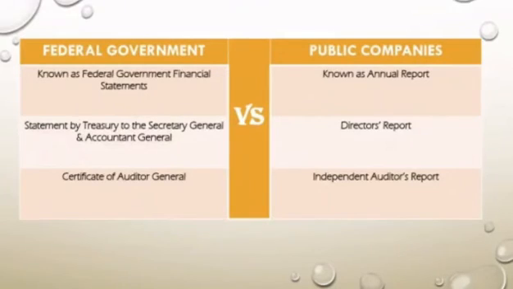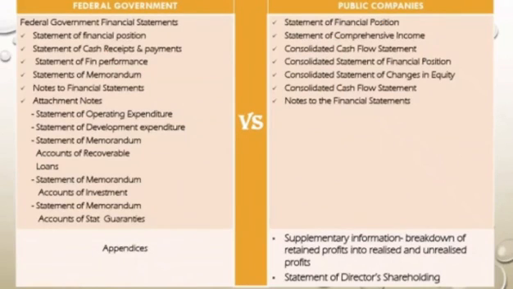While for public companies, in the right of the table, the financial statement is known as annual report. It contains director's report, independent auditor's report, and of course all these statements, SOFP, SOCI, SOCE, notes, and the consolidated. There's also supplementary information which is breakdown of retained profits into realized and unrealized profit, statement of directors' shareholdings.